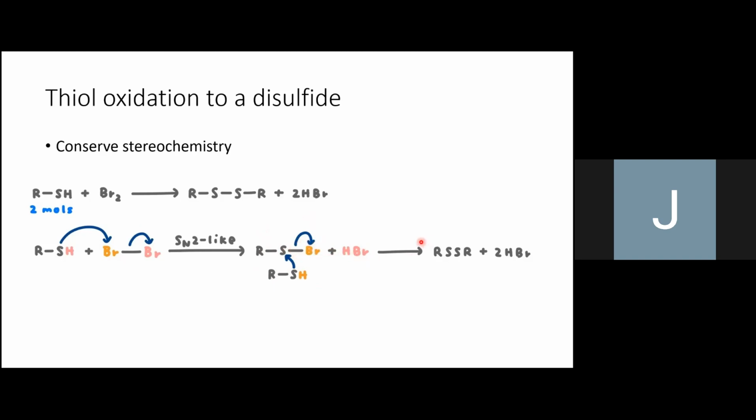And we end up with the end product of RSSR plus 2 HBr. The mechanism for this reaction isn't super important, but the beginning product and the end product are the key points. This is how we link these two thiols in order to form a disulfide. Does anyone have any questions about this reaction?